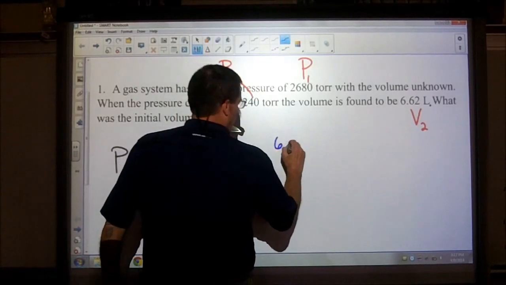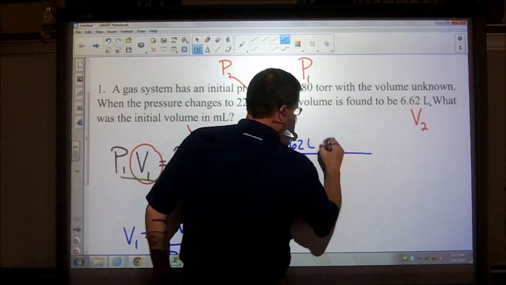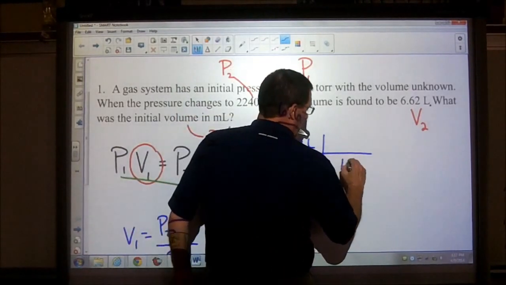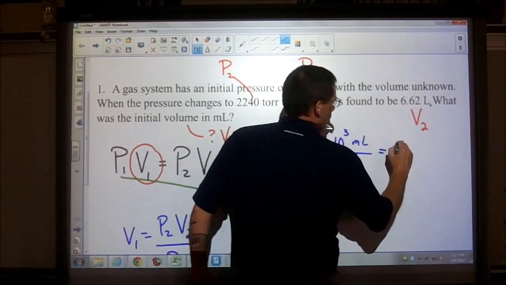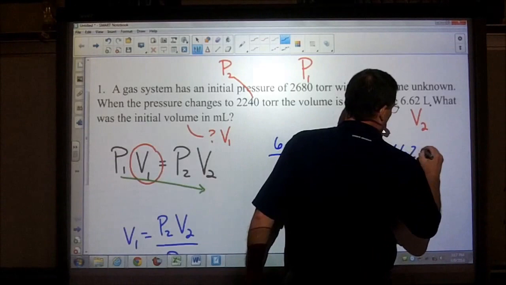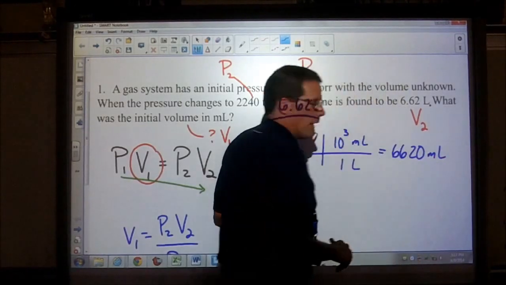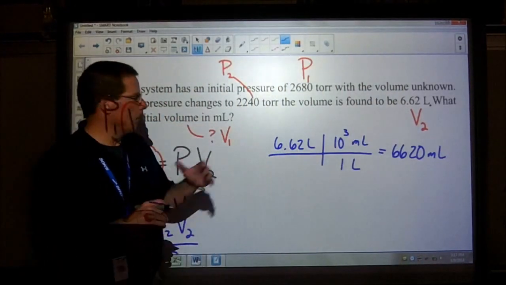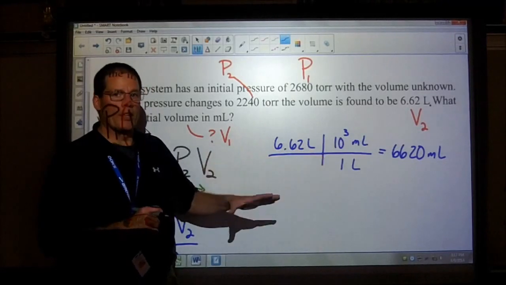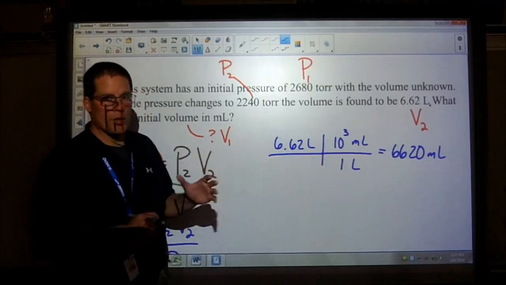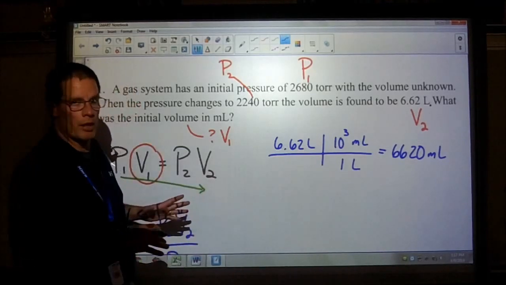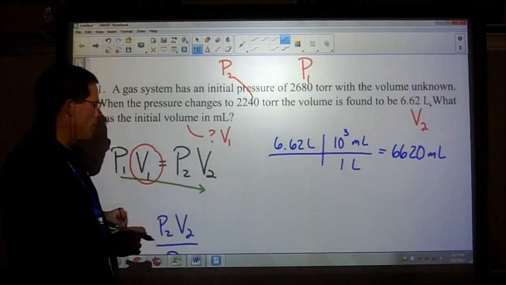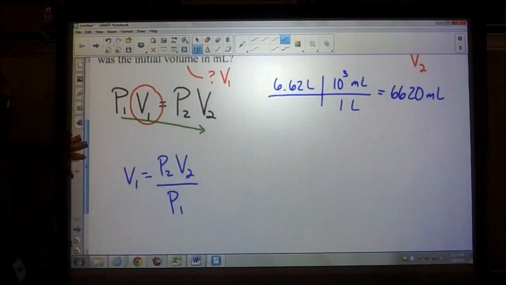If you start with 6.62 liters and you need to go to milliliters, you're going to put your liter down here and your 10 to the 3 milliliters up on top. That's going to give you 6,620 milliliters. Again, you can do that at either this point in the problem or at the end. Now with temperature, you must change the temperature at the beginning of the problem. You can't wait until the end to do it, because it'll mess up the math. All right, so let's plug in our values.